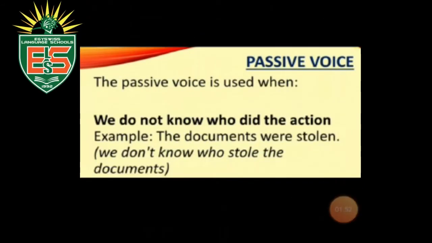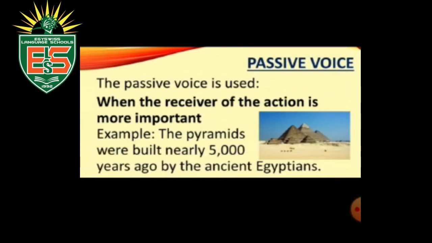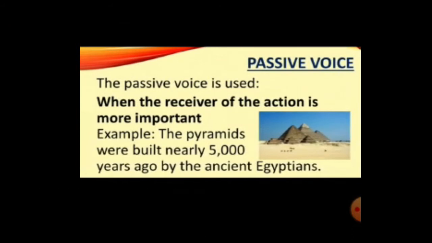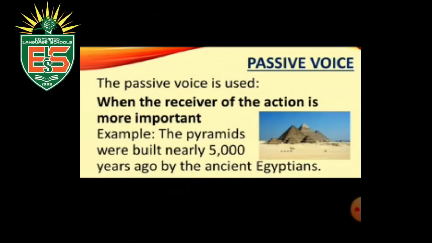Let's know that the passive voice is used when we don't know who did the action. For example, the documents were stolen. We don't know who stole the documents. Or we can use the passive voice when the receiver of the action is more important. For example, the pyramids were built nearly 5,000 years ago by the ancient Egyptians.